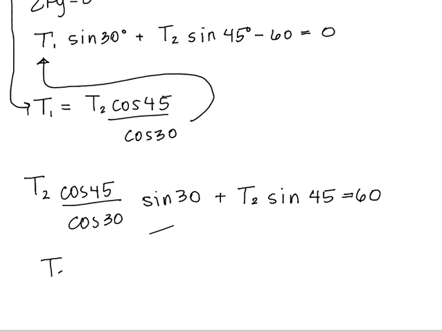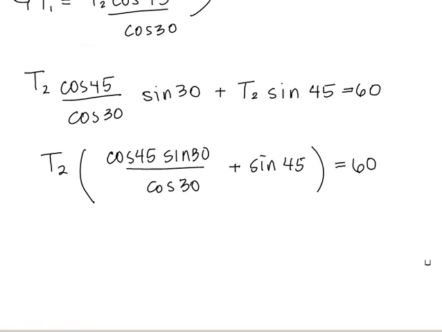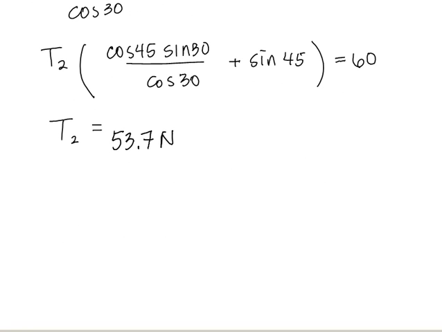So then T2 will equal 60 divided by the quantity cos 45 sine 30 divided by the cosine of 30, plus the sine 45. Okay, so then T2 will equal 53.7 newtons. Substitute this back in.